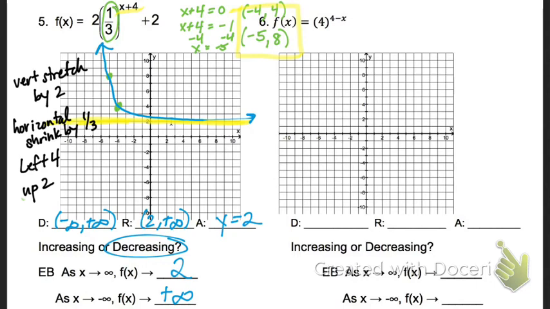Okay, with number 6, it's 4 minus x. You can rewrite this as 4 to the negative x plus 4. That might help. But either way that you do it, to start out, I'm going to get my 2 points. So I want to set this equal to what two numbers? 0 and 1. Good.